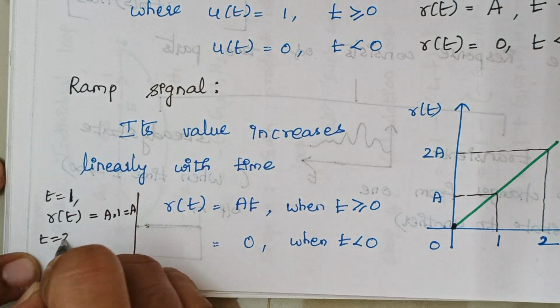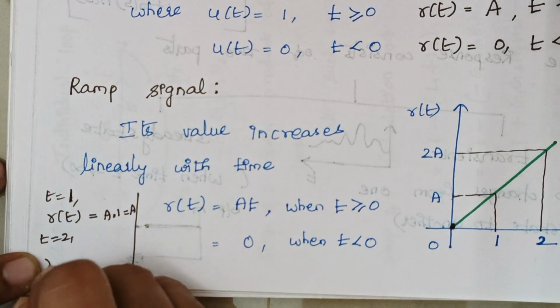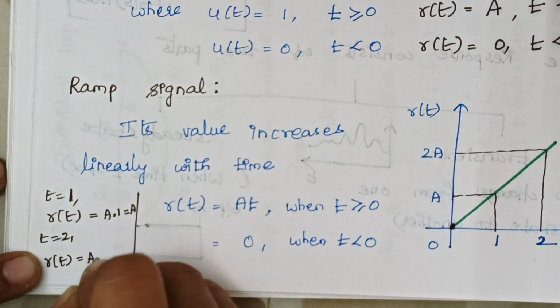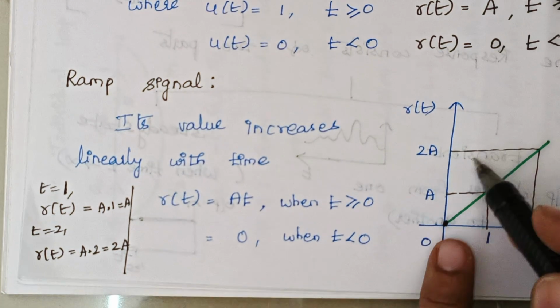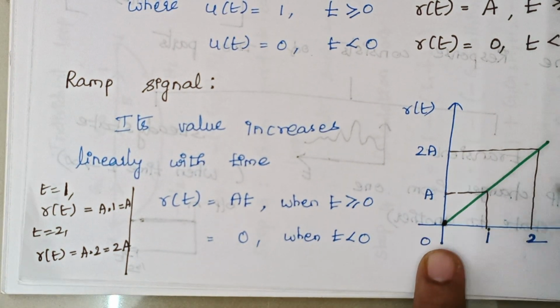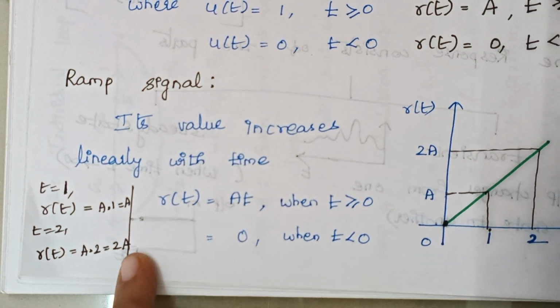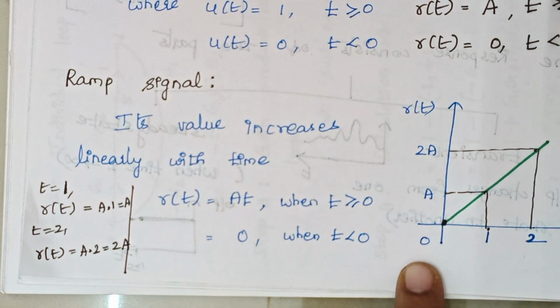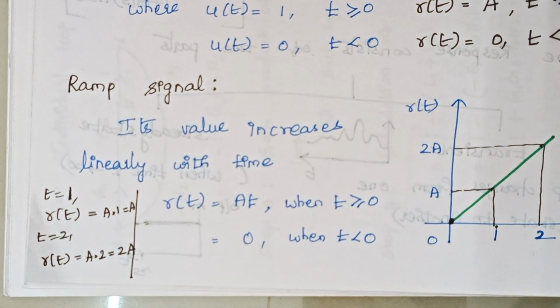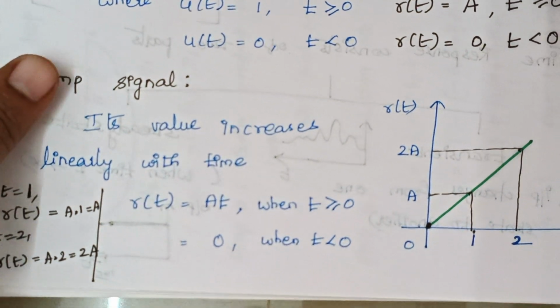When t is equal to 2, r of t is equal to A into 2, which is 2A. So when t is equal to 1, the magnitude is A, and when t is equal to 2, the magnitude is 2A. This slope varies linearly with respect to time. That's all for the ramp signal, and now we are going to see the parabolic signal.